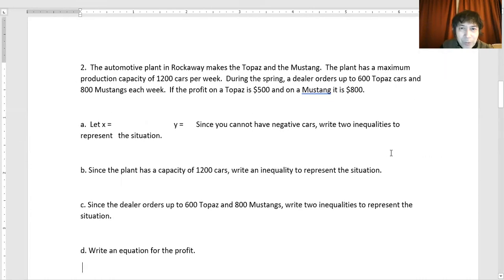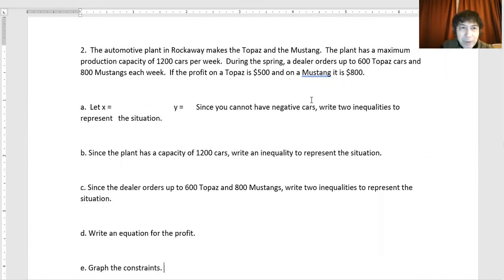Here's number 2. The automotive plant in Rockaway makes the Topaz and the Mustang. The plant has a maximum production capacity of 1,200 cars per week. During the spring, a dealer orders up to 600 Topaz cars and 800 Mustangs each week. If the profit on a Topaz is $500 and on a Mustang is $800, determine the maximum.